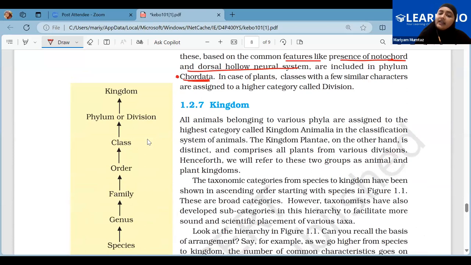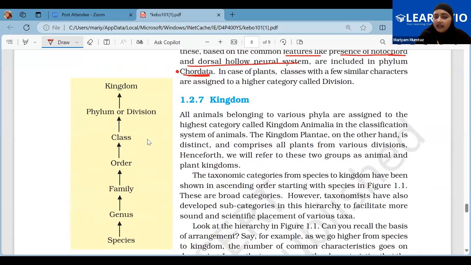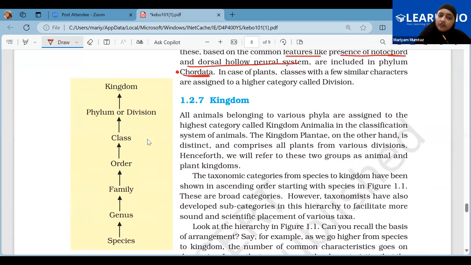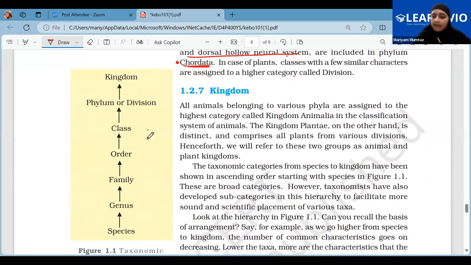Now comes the highest category, that is the kingdom. Here, the number of organisms will be highest and the number of similarities will be the lowest. Then there is kingdom Plantae for plants, and kingdom Animalia for animals. This much is clear to everyone?